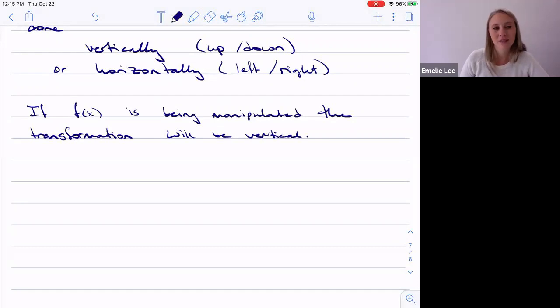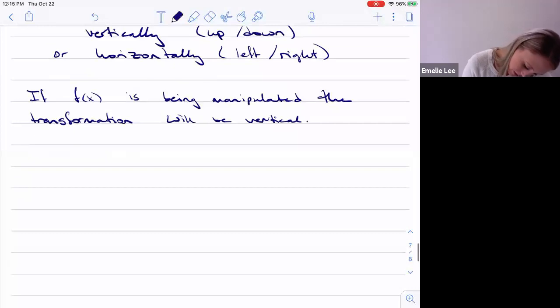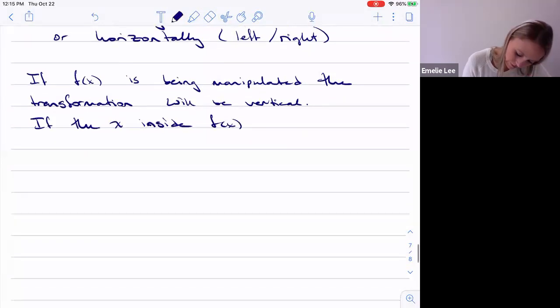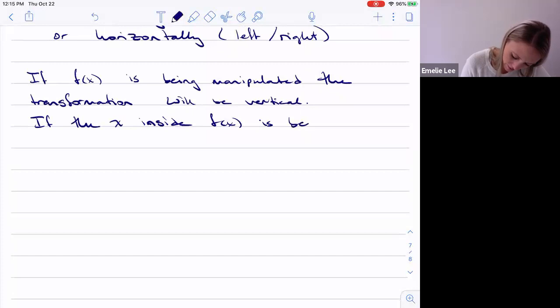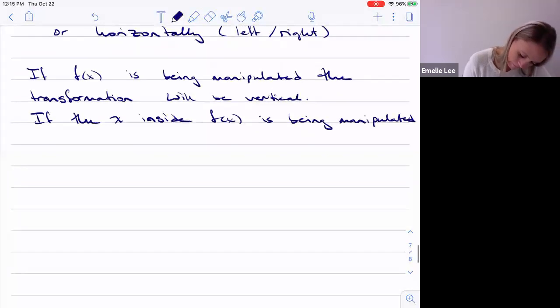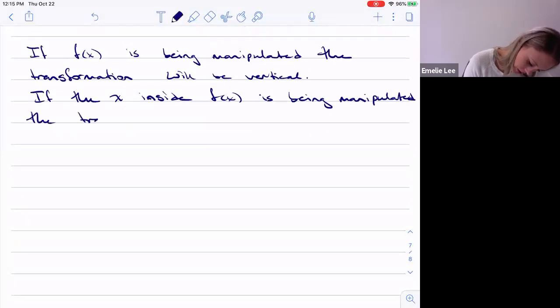Whereas if the x inside the f of x is the one being manipulated, then we're going to have this horizontal shift. So if the x inside f of x is being manipulated, the transformation will be horizontal.